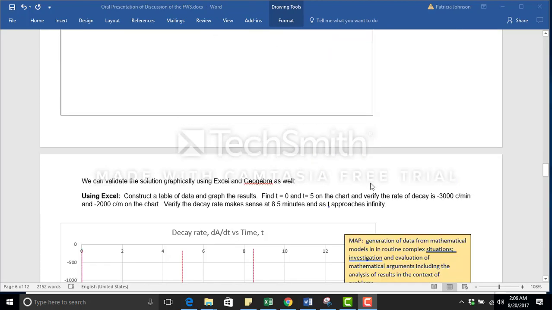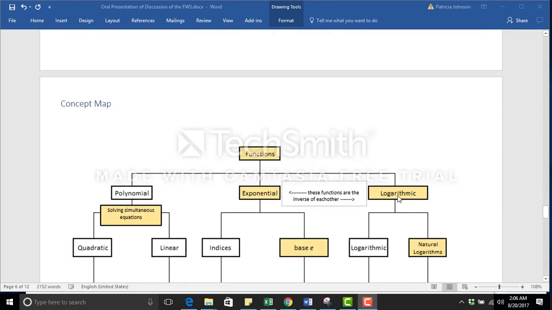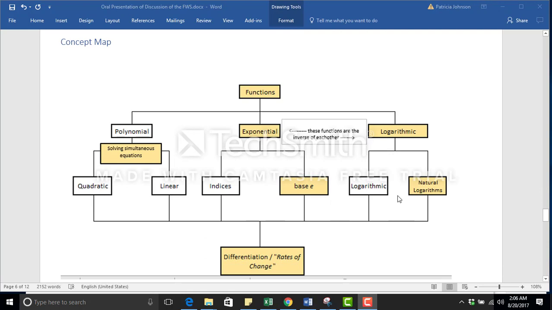Now the connected set of concepts. I've produced a concept map here. The student map, first off, identifies this as a rate problem, and a rate is a derivative of a function. So they need to think in their mind, which sort of function do I need to use? I use a natural decay function using base e in the equation because it's occurring continuously in nature, this process of decay.